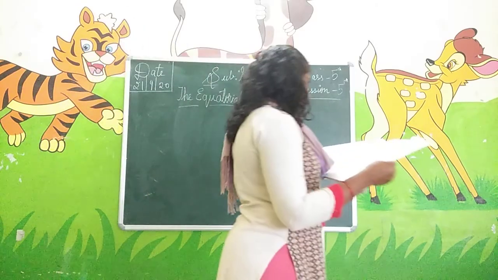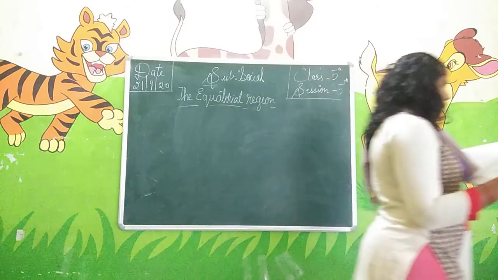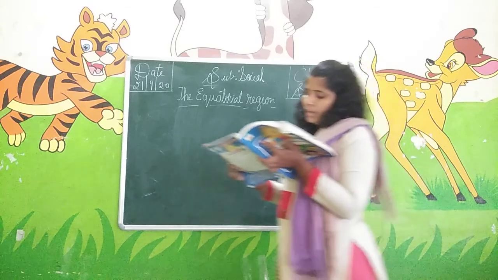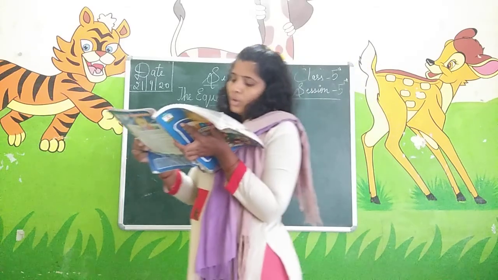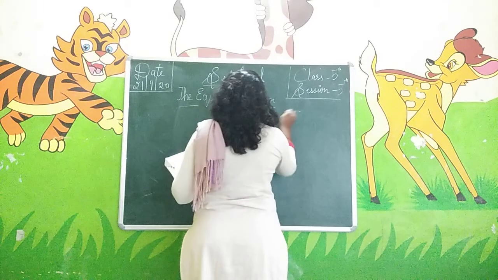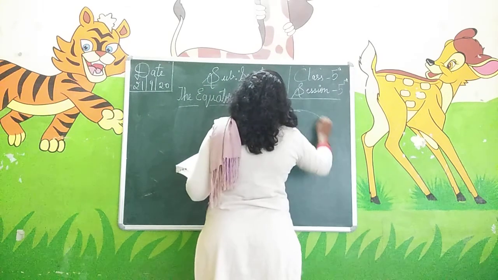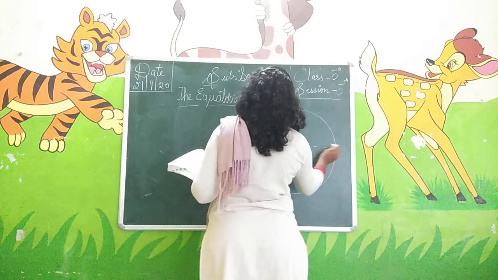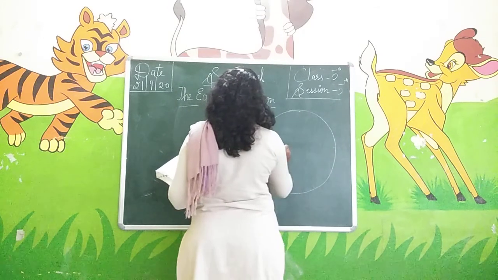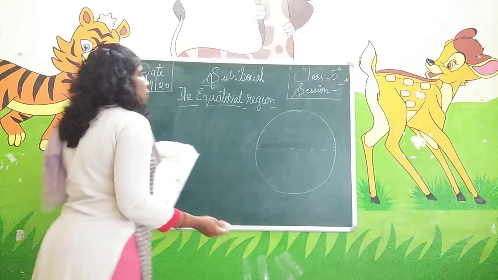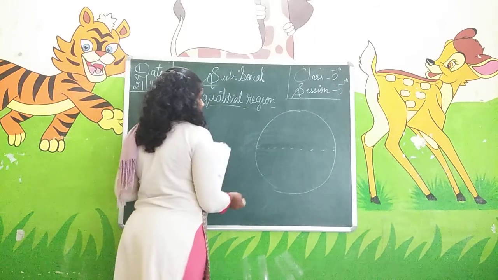The equatorial region falls in the torrid zone and has a hot and wet climate throughout the year. As I said, I have explained to you about the 3 heat zones of the earth. These are imaginary lines which divide the earth into 2 parts, the northern and southern part.